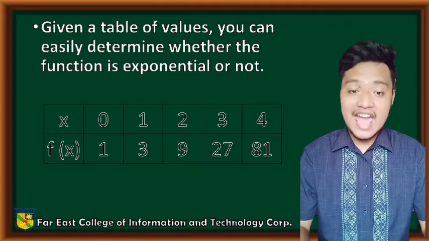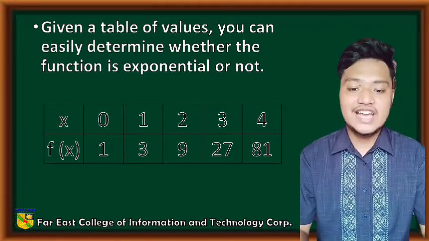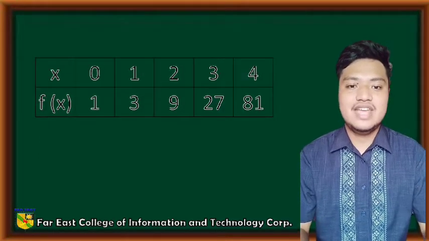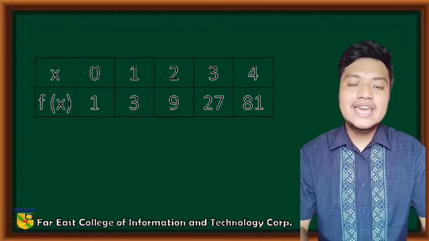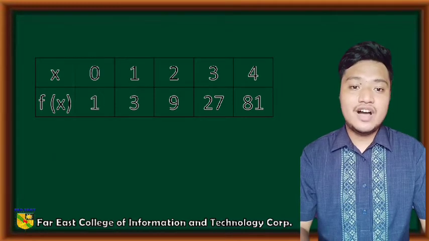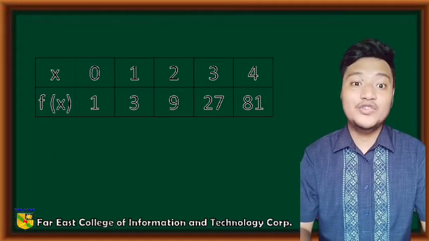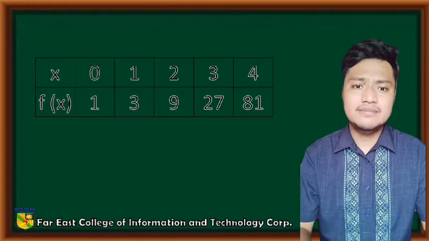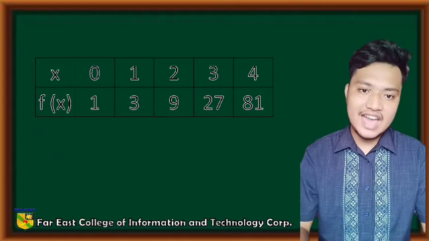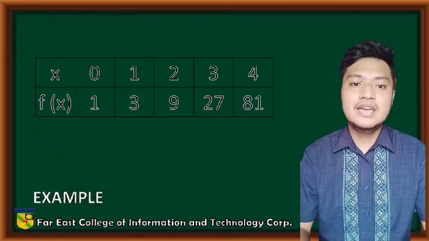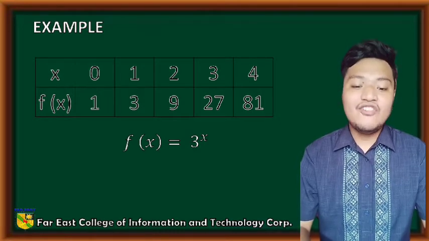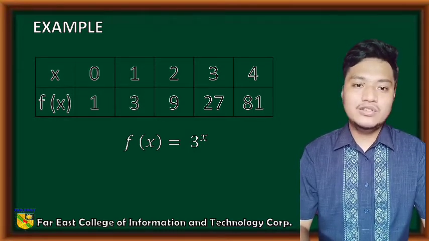On the other hand, the values of f of x are 1, 3, 9, 27, and 81. In an exponential function, the values of the function have a common ratio. The relationship that exists between the x and the f of x in the given table can be translated mathematically as f of x is equal to 3 to the x.